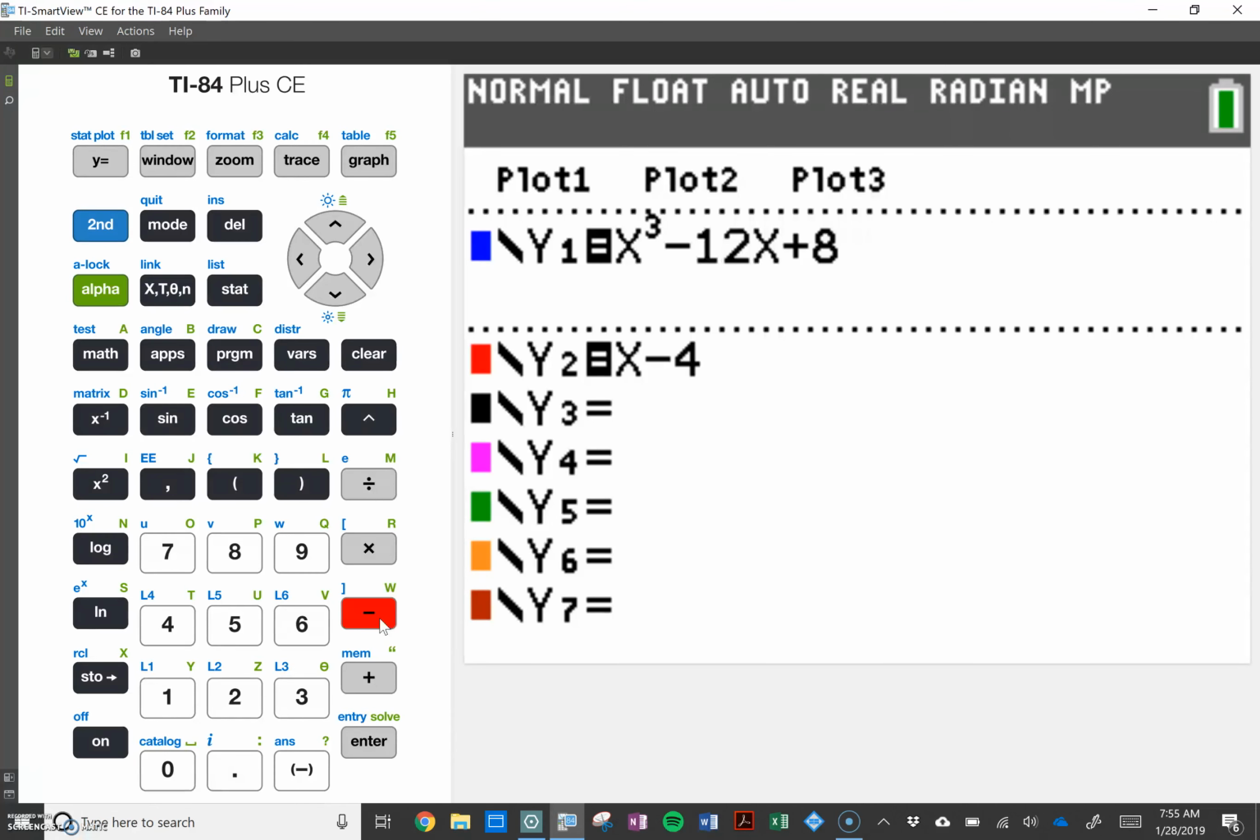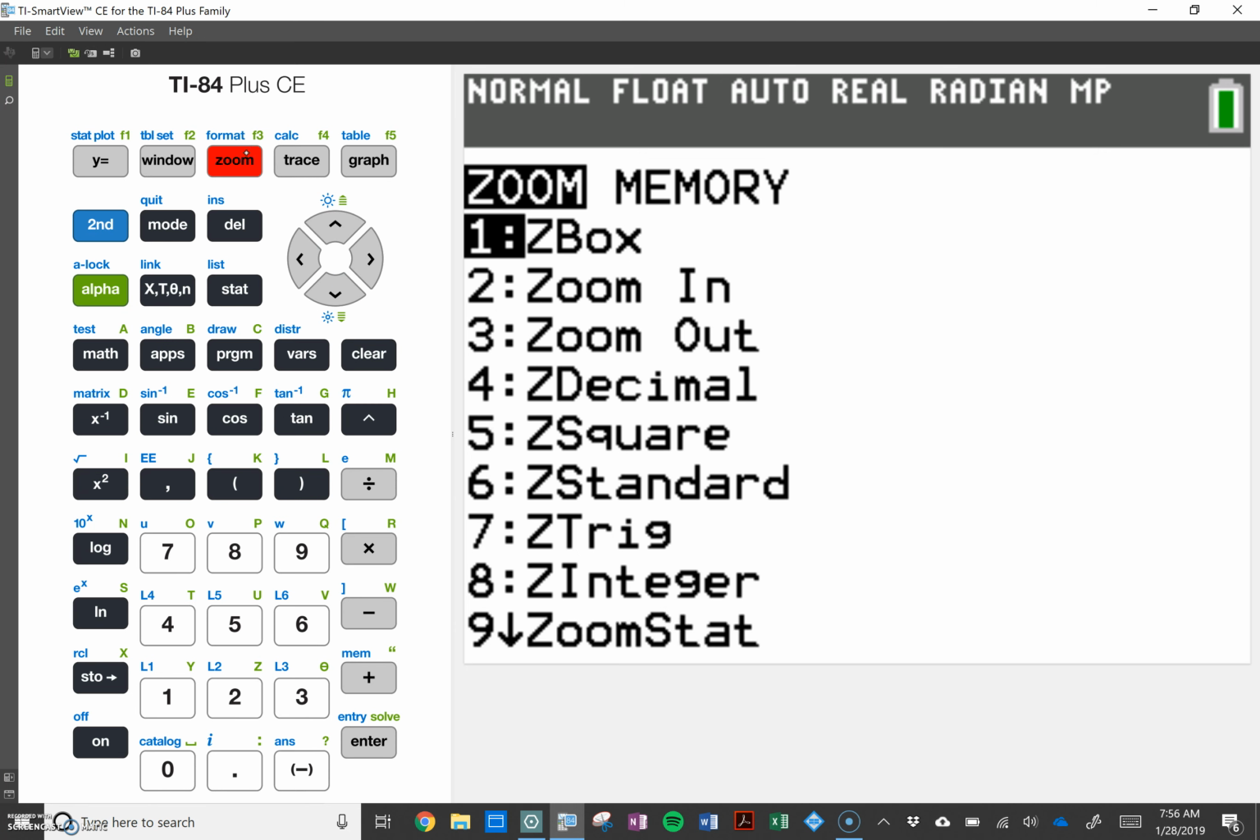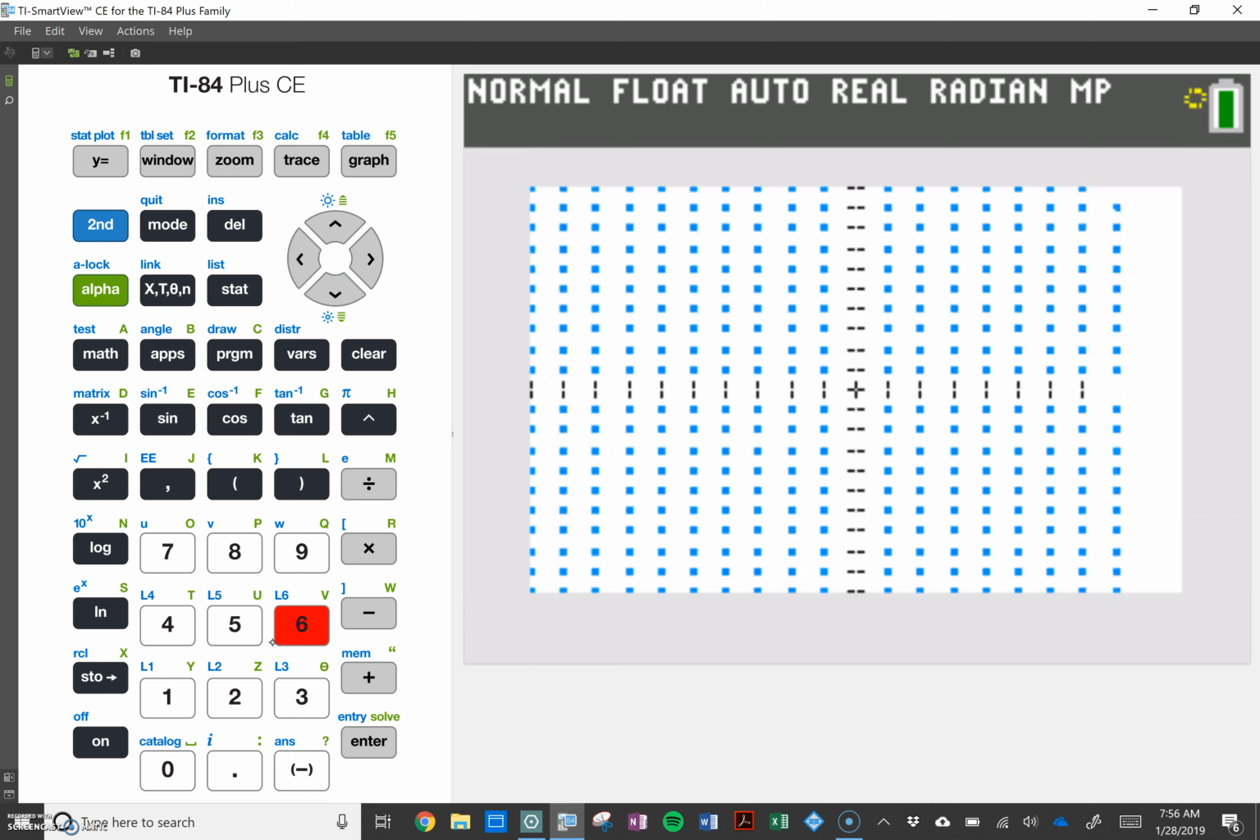Once you've put these two equations in, just so we're all on the same page, we're going to go to Zoom and Format, and I'd like you to turn your grid on in this case, which means you're going to go down to the third line and go over to Grid Dot and hit Enter. And then you're going to go down to your grid color and pick whatever you wish. Then we're going to set our window. We're going to have a standard window, so go to Zoom and then click 6. Now we're going to graph this on a 10 by 10 window.